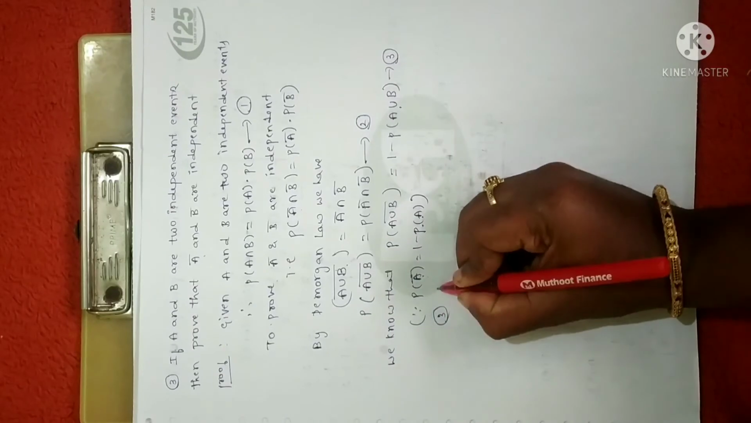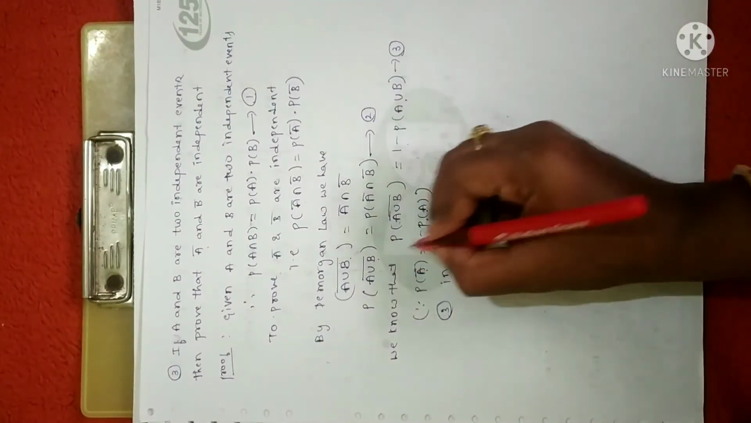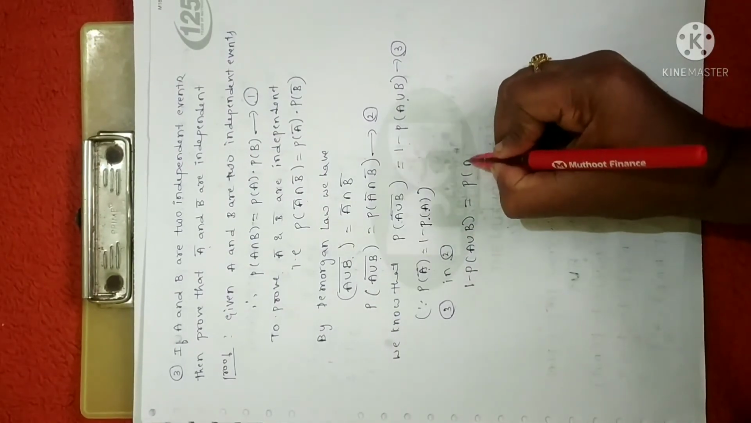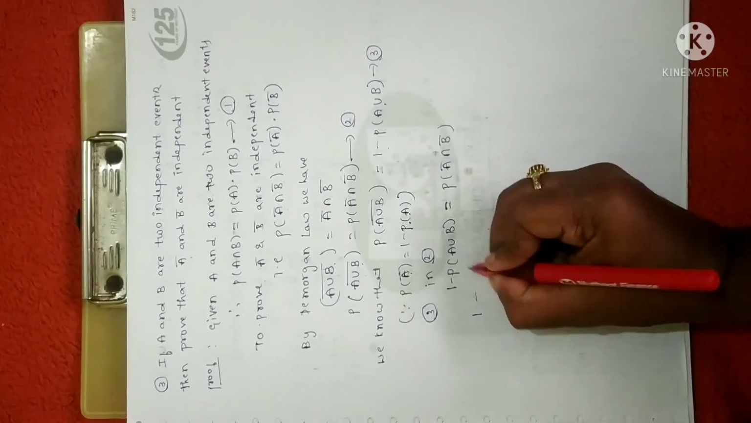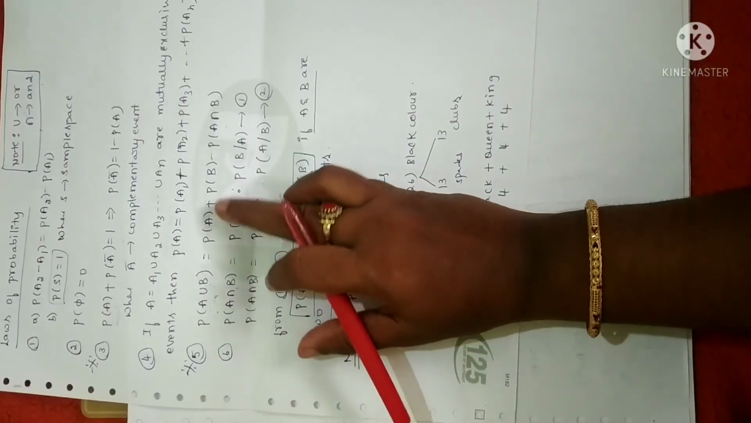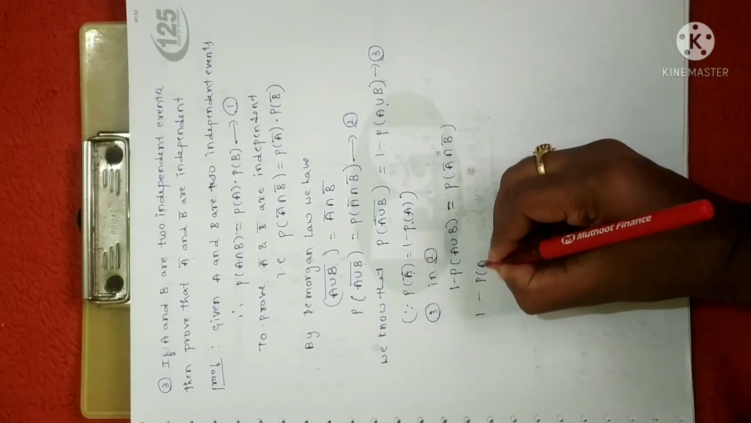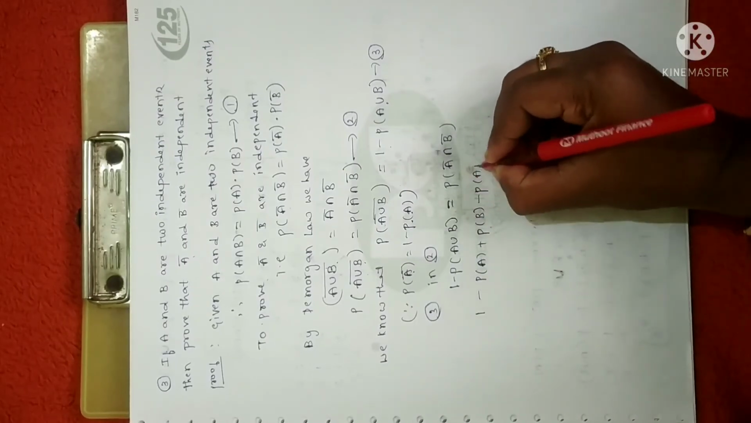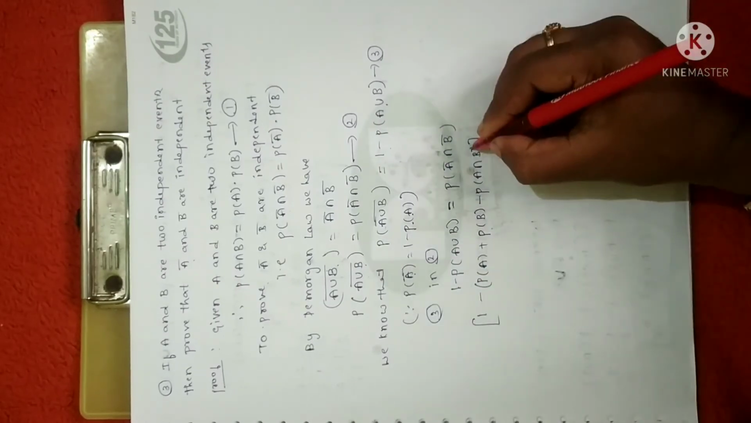Now I will substitute 3 in equation 2. So when you substitute, you will get 1 minus probability of A union B, which is equal to probability of A bar intersection B bar. Now you know the formula for P of A union B, right? I have already given it in the list. P of A union B is P of A plus P of B minus P of A intersection B. So let me write it. P of A plus P of B minus P of A intersection B.